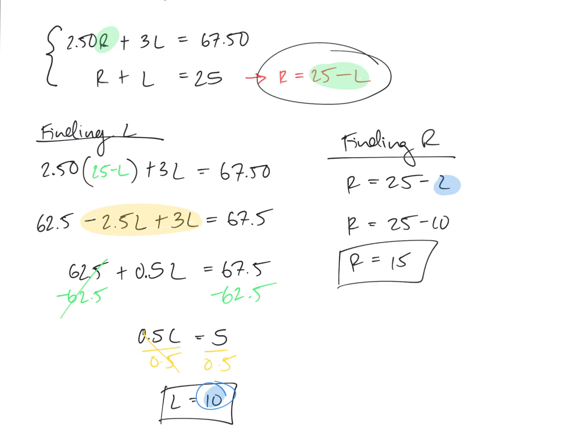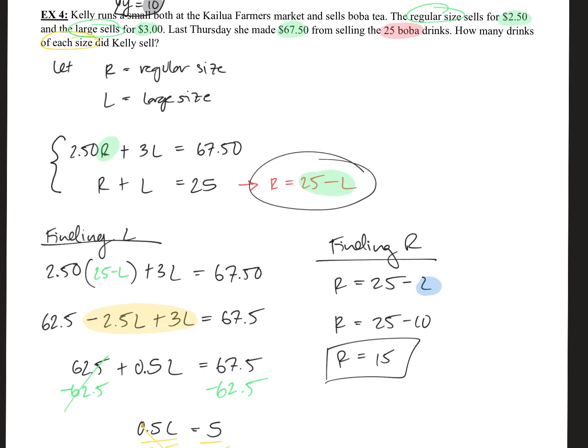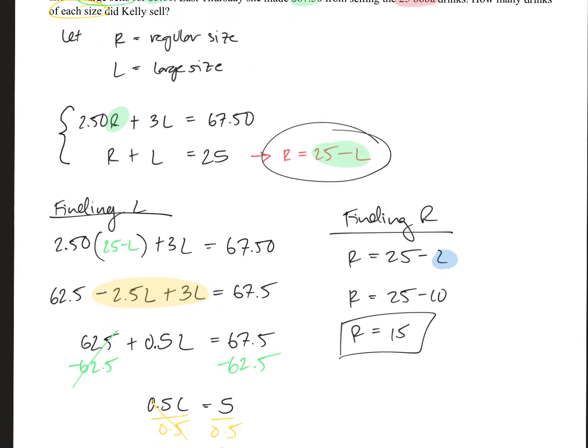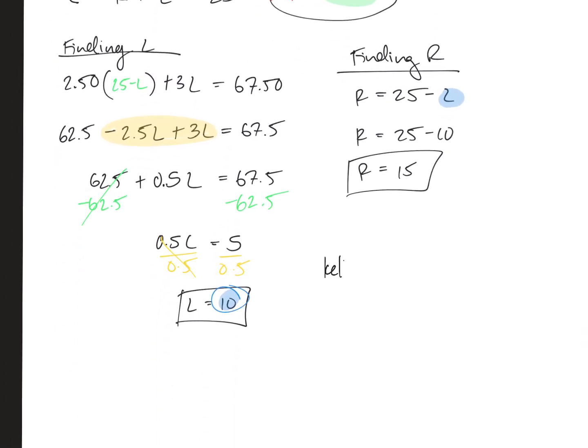But remember, this is a word problem. We're not just going to answer in coordinate form. What do R and L stand for? R and L stand for the regular and large. So my answer is going to be, who is this? Kelly? Yeah, Kelly. Kelly sold 15 regular drinks and 10 large drinks.